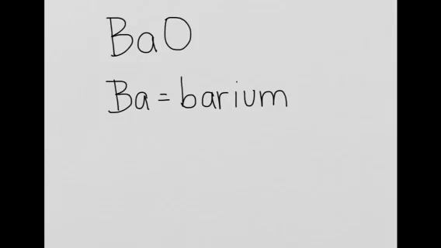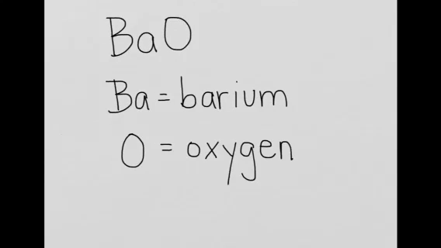Here's another simple formula, and again, at a glance, we can see that it contains only two elements. Ba is the abbreviation for barium. While we've seen O before, that's the abbreviation for oxygen. Once again, the use of the capitalization rule makes it perfectly clear that there are only two elements.